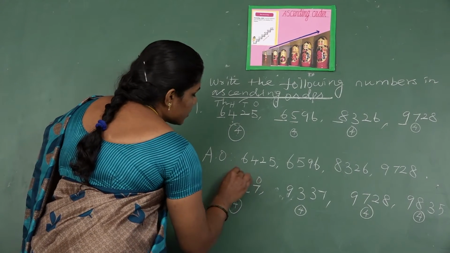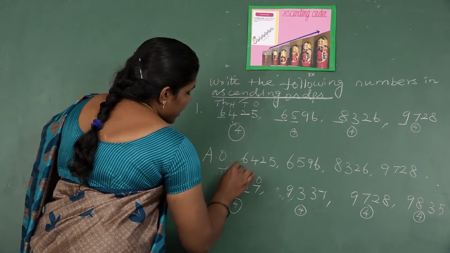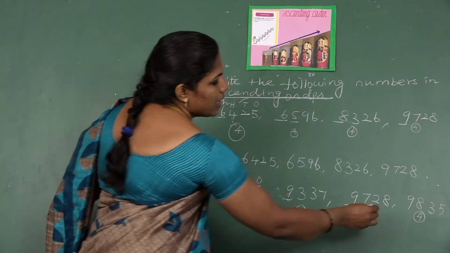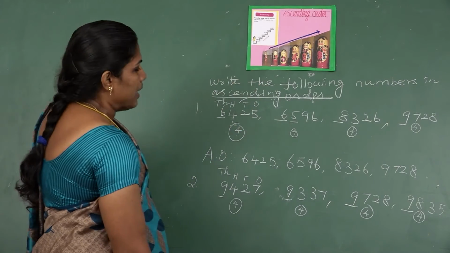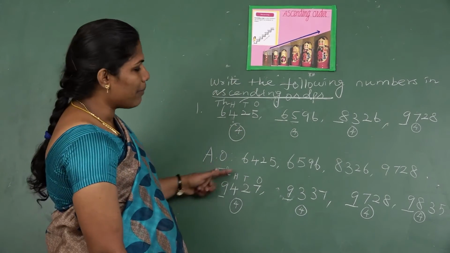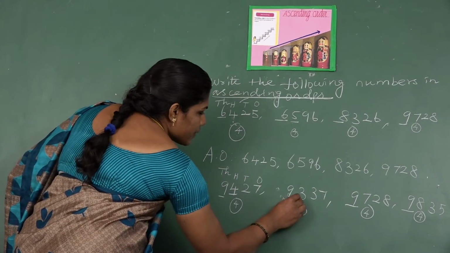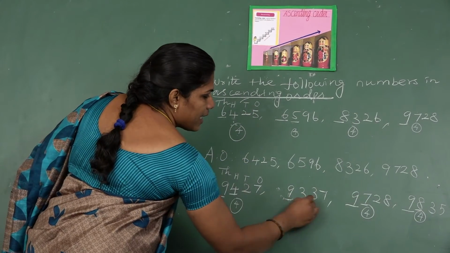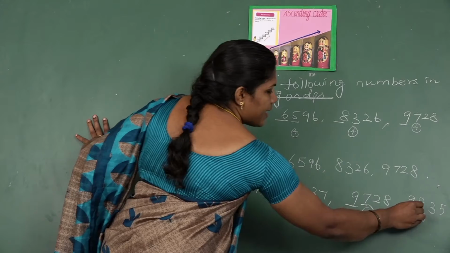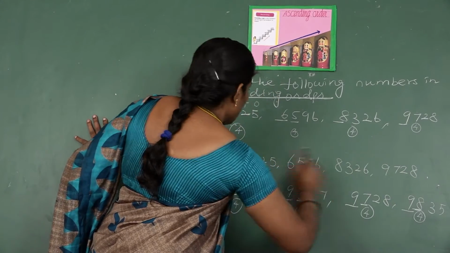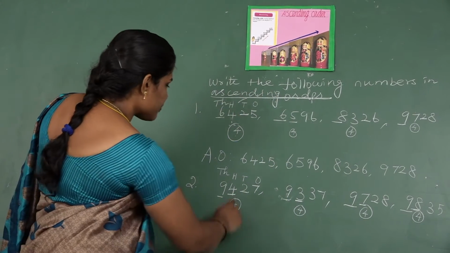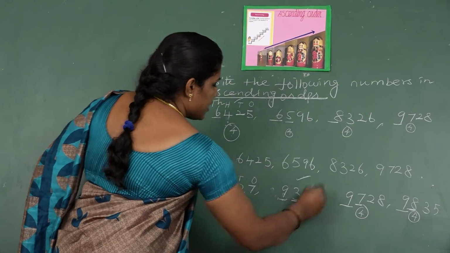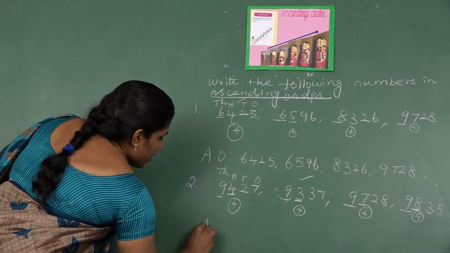Digits are the same. If digits are equal, see the thousands place. Ones, tens, hundreds, thousands. Here 9,000, here also 9,000. If thousands are the same, compare the hundreds place: 400, 300, 700, 800. Among these numbers, which is the smallest? 300. So write this number in ascending order.